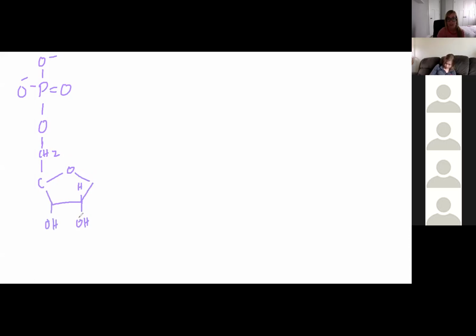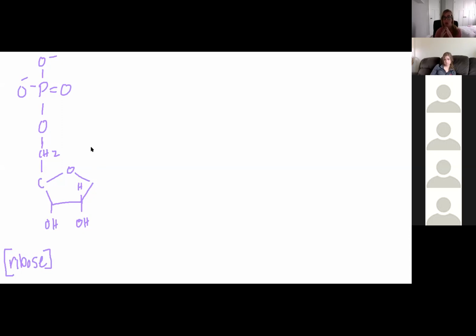So what sugar is this? Ribose. Ribose. Remember, deoxyribose. This is the key spot. Two OHs is ribose. Cool. Did I hear you correctly? A bond between the phosphate and the sugar is a phosphodiester bond. Yes. This is ribose. So where would we find ribose? RNA. Perfect.